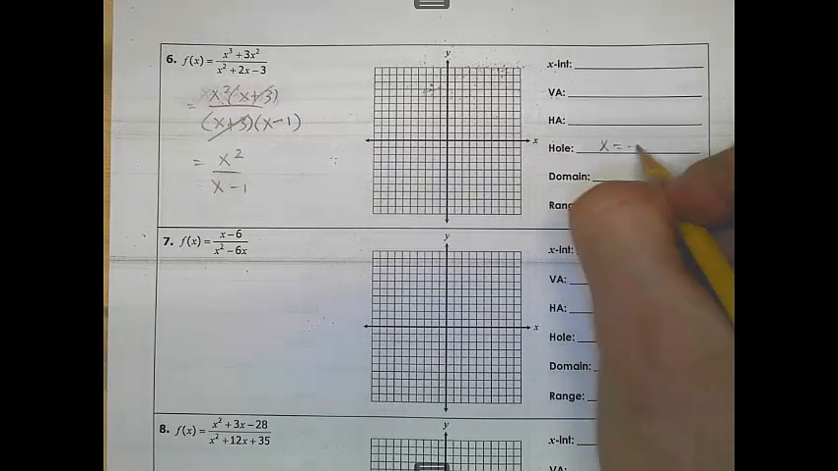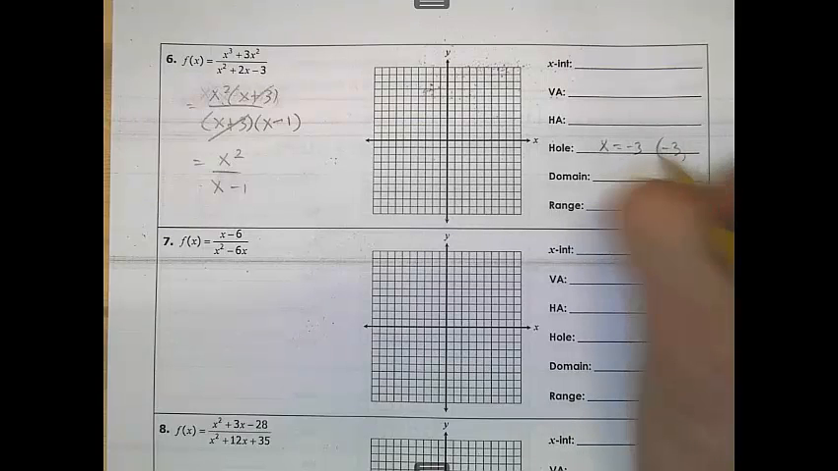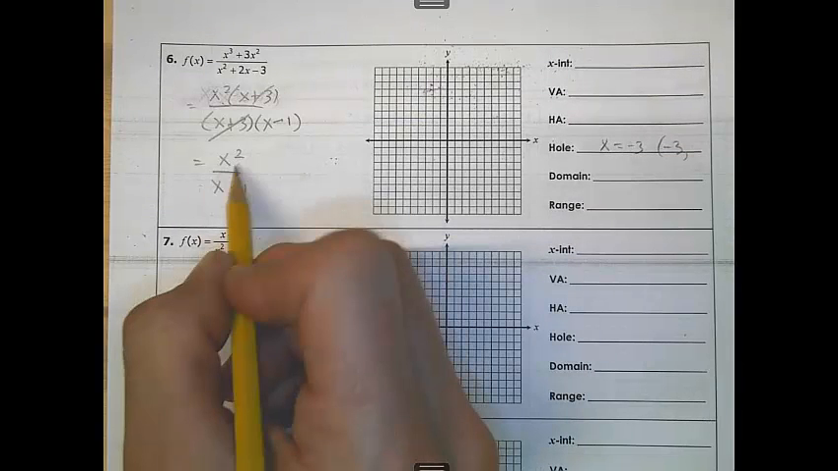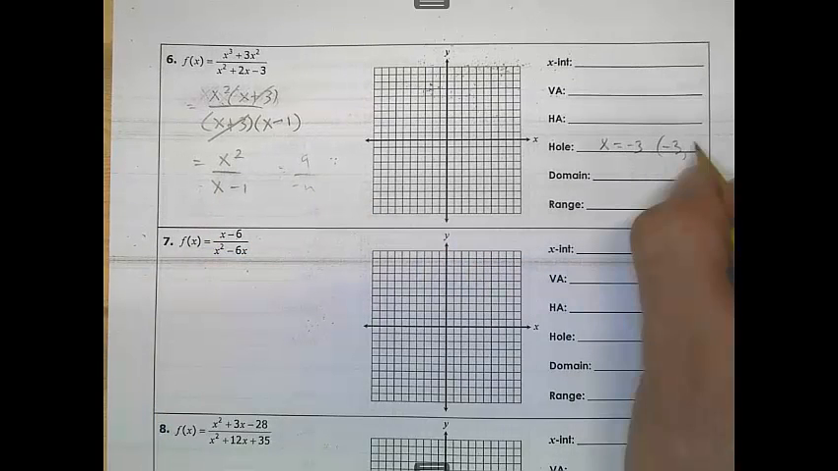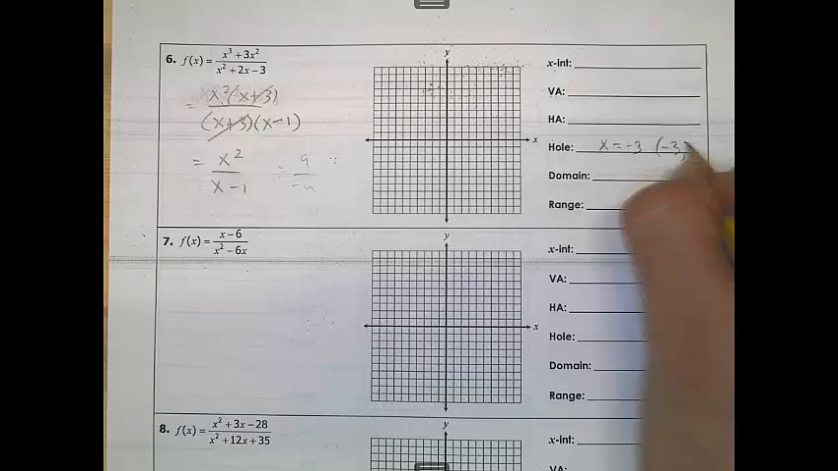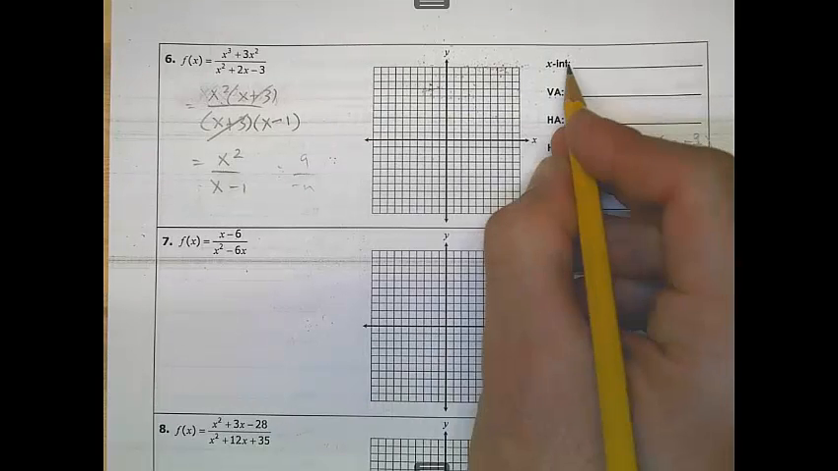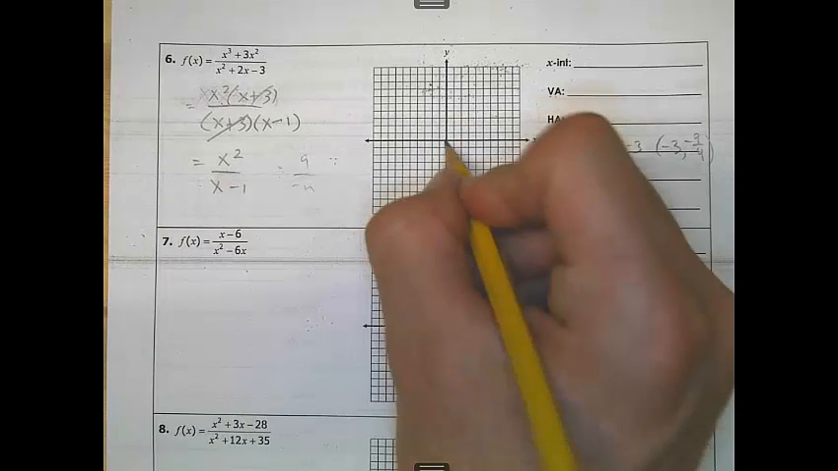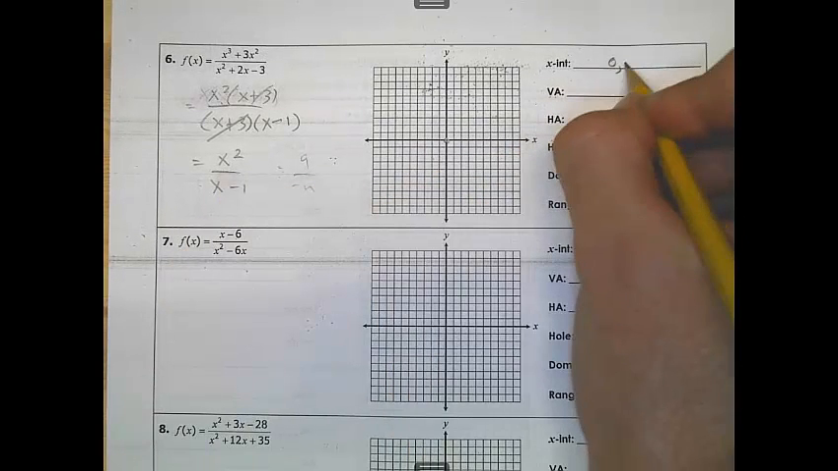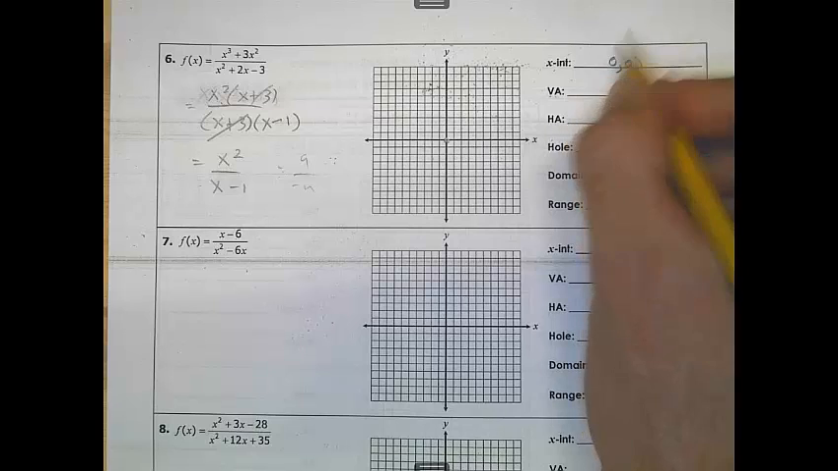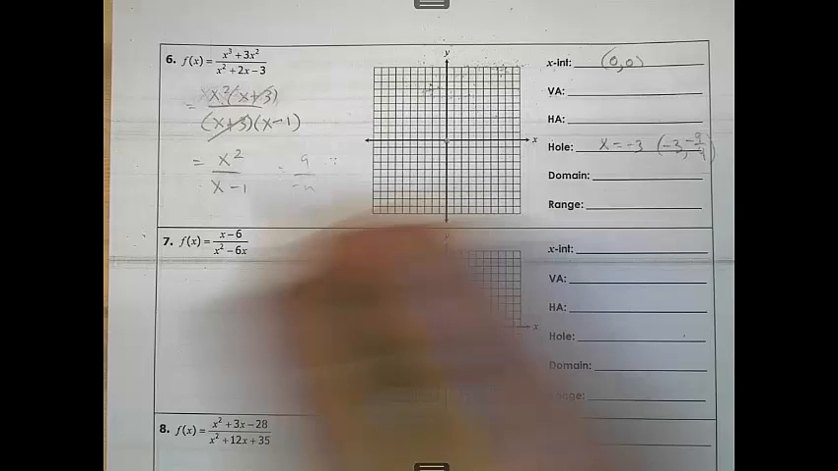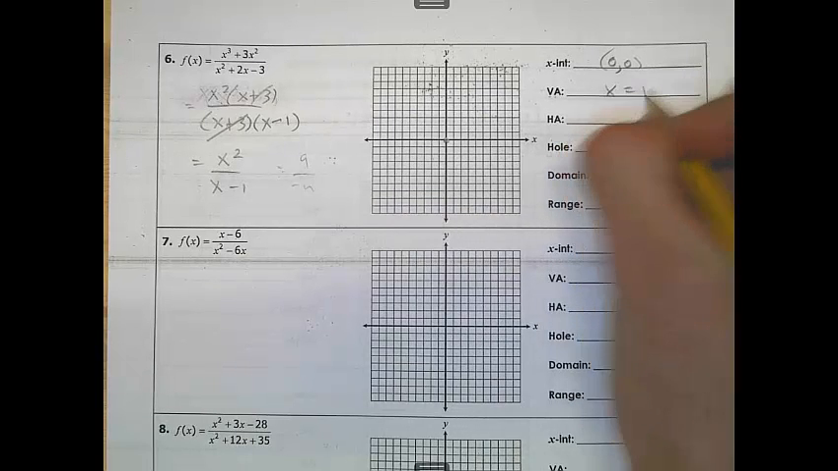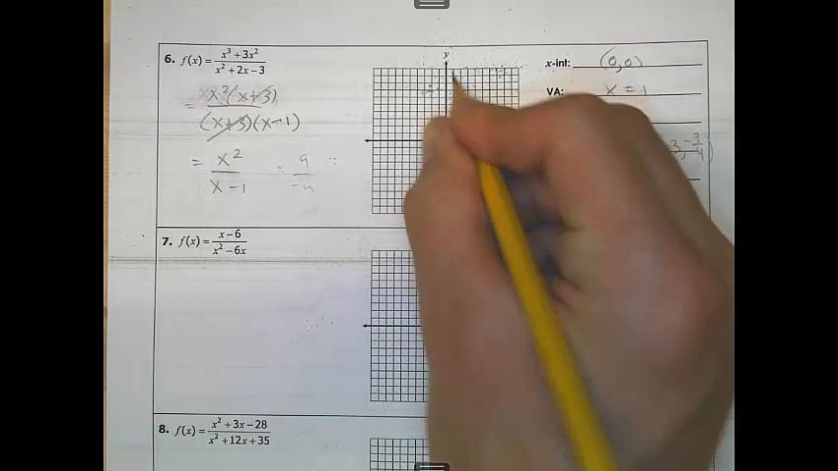So x equals negative 3, or as an ordered pair, negative 3, comma, and if we plug in negative 3 in here, we get 9 over negative 4. So negative 9/4. Now our x-intercept is where the top equals 0, so that's 0. So the x-intercept is the point 0, 0. Our vertical asymptote occurs at the 0 of the bottom, so that is going to be x equals 1. So we know we have a vertical asymptote here.